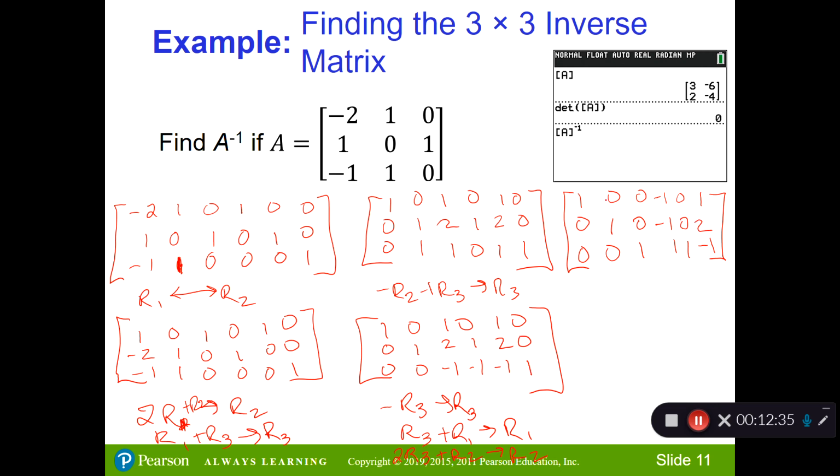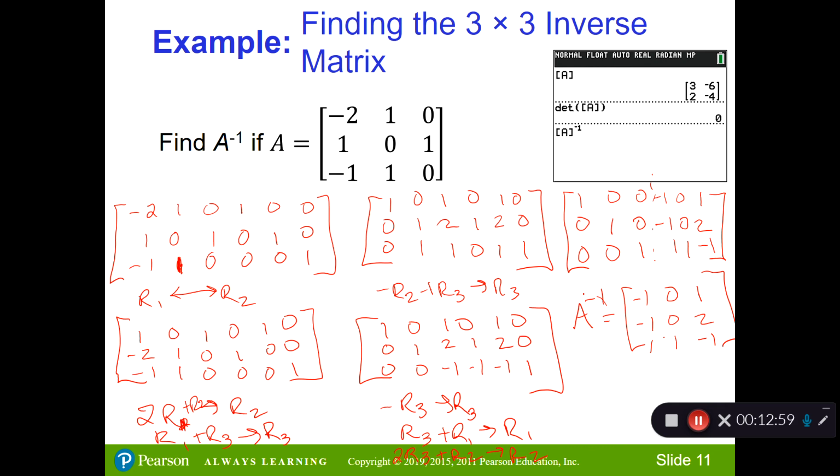All right, notice I've got the identity matrix here now. So this part over here is my inverse. So A inverse would be negative 1, 0, 1, negative 1, 0, 2, 1, 1. And you can plug that into your calculator to verify that that is indeed my inverse.